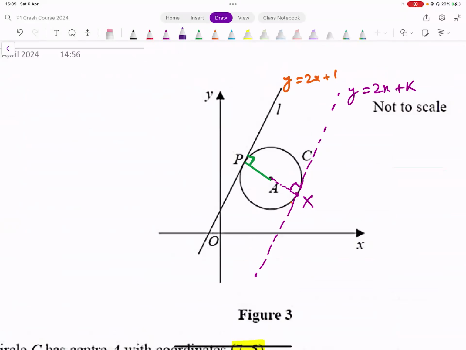Now, do we know the coordinates of P? We have found that in the first part. In the second part, the coordinates of P were 3, 7. So we know the coordinates of P, 3 and 7. We know the coordinates of A, they are 7 and 5. We first need to find the coordinates of the point X. As in, what point is this tangent at? What's the point where you're basically drawing this tangent? Can we find that point somehow?